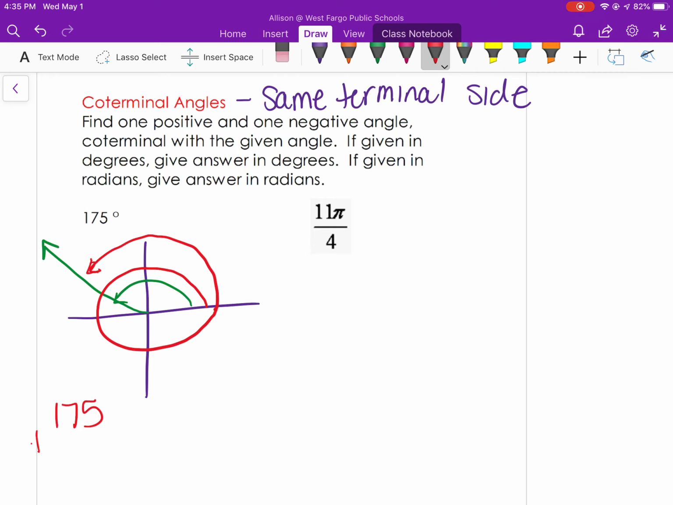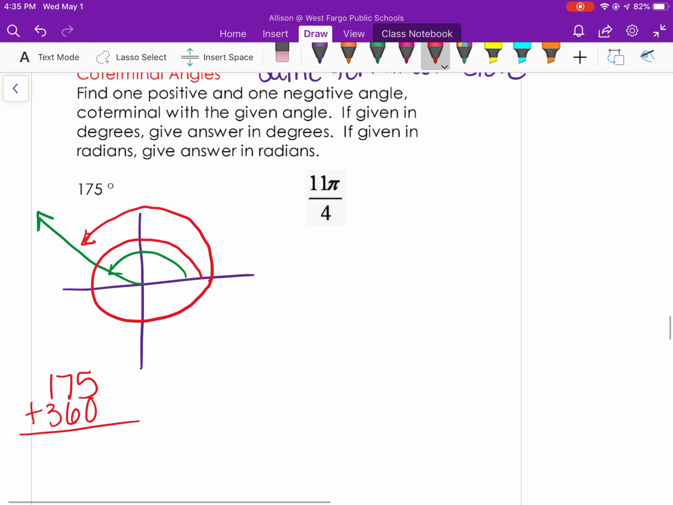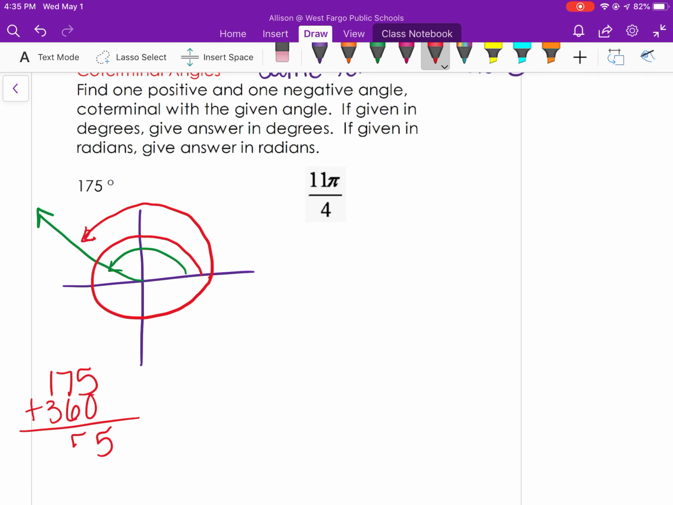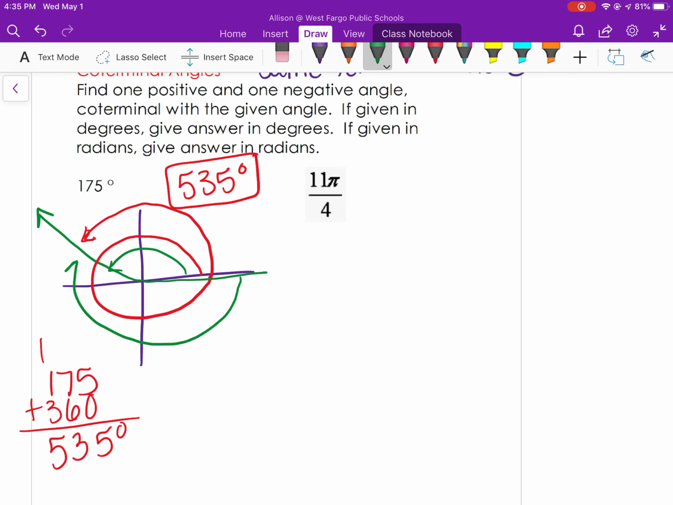So 175 plus 360 would give me... wait, sorry, I'm doing my math wrong here. 7 plus 6 is 13, so 535. So 535 degrees is one positive coterminal angle. Now I need to go negative. What if you start at the positive x-axis and go in the negative direction? What's that angle? You could probably see this one's kind of easy to see.